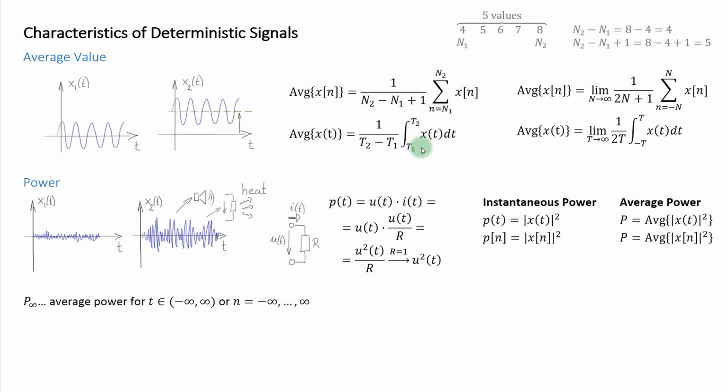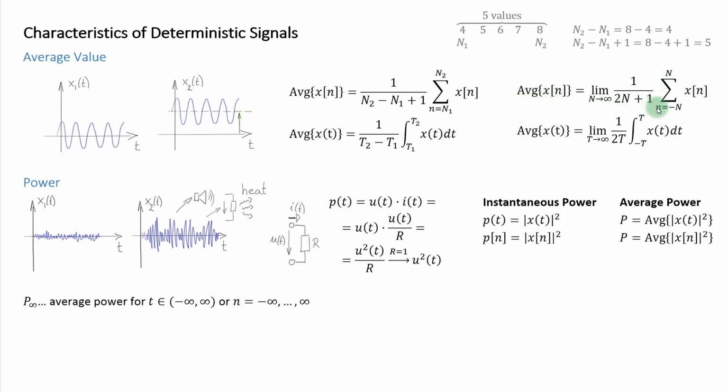Sometimes we do not want to know the average value of a signal just in a finite interval, but we want to know the average value of the entire signal. For a discrete time signal, that means the average value for n going from minus infinity to plus infinity. For a continuous time signal, that means the average value for time going from minus infinity to plus infinity. To compute that, we essentially use the same formulas but in a limit. So this is the average value of the entire discrete time signal.